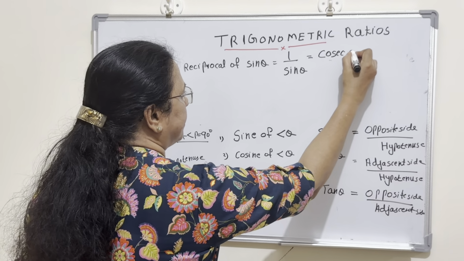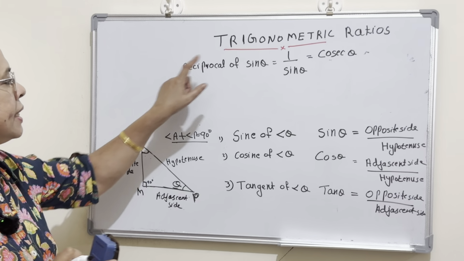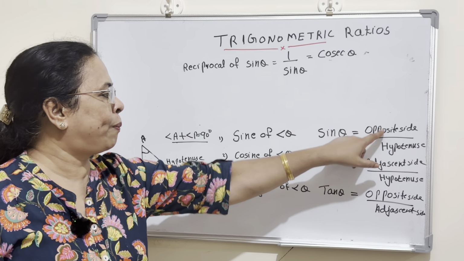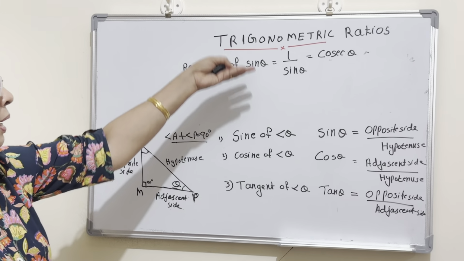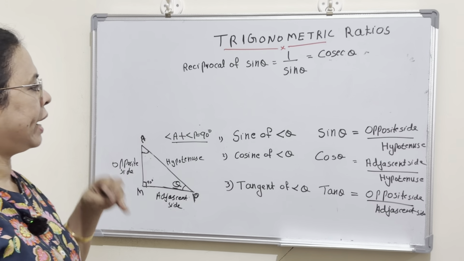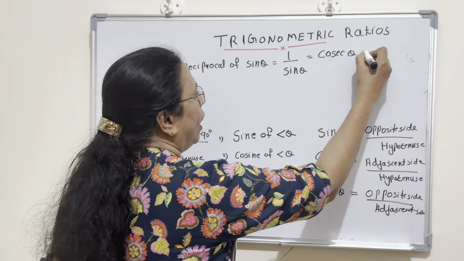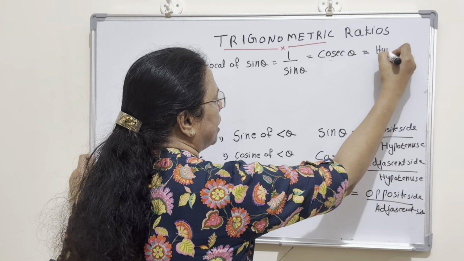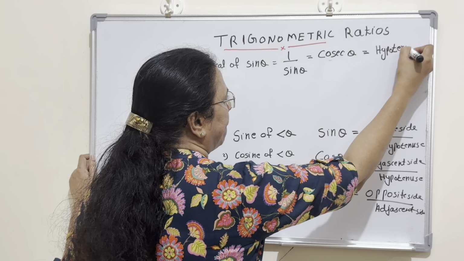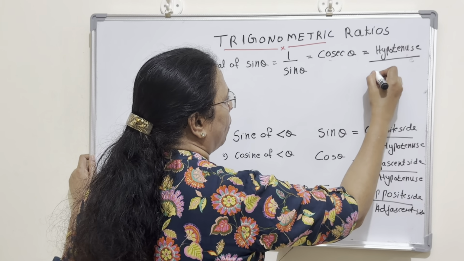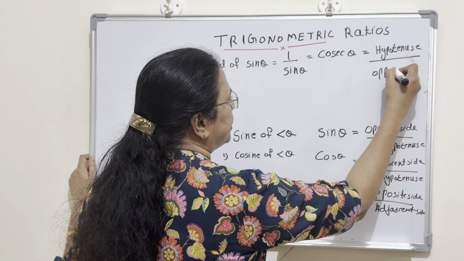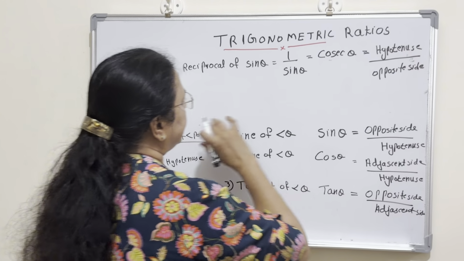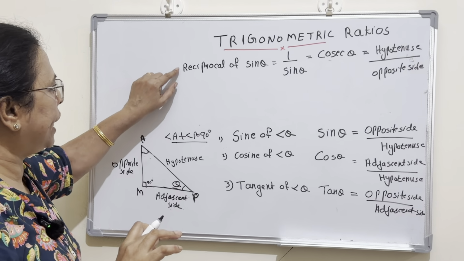So what is cosec theta? Cosec theta is the reciprocal of sine theta. We already know sine theta is opposite by hypotenuse. So what should cosec theta be? Cosecant of angle theta is the ratio of, we can write the denominator to the numerator, so hypotenuse divided by opposite side. This is cosecant of angle theta. Again it is a ratio of the hypotenuse and the opposite side.